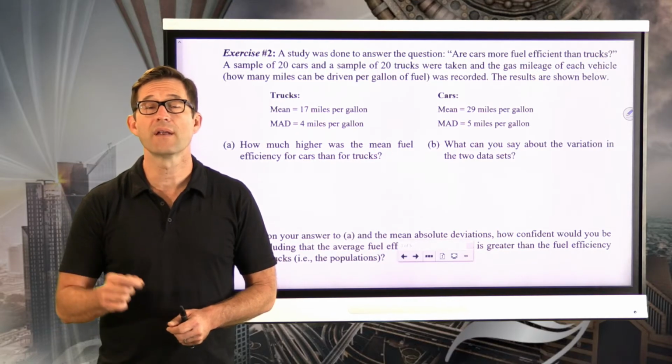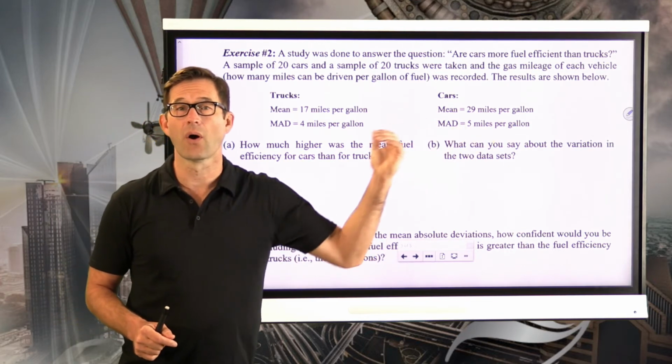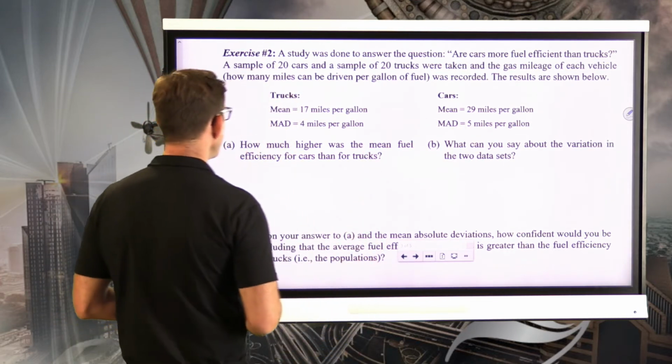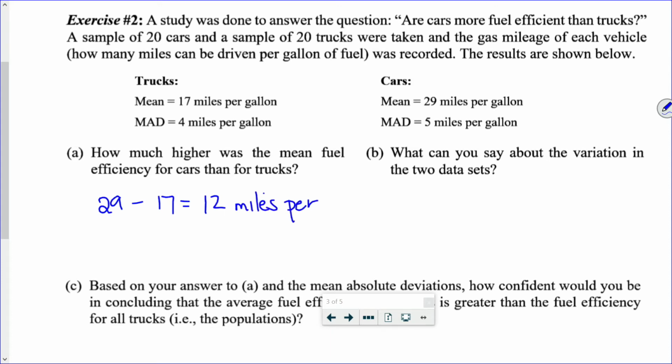By the way, it really is kind of important to have some units here, right? So how much higher was the fuel efficiency for cars than for trucks? All was done with subtraction, right? And we're just going to have 29 minus 17, or 12 miles per gallon.